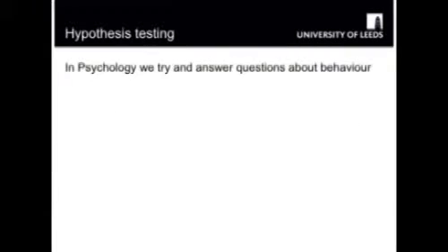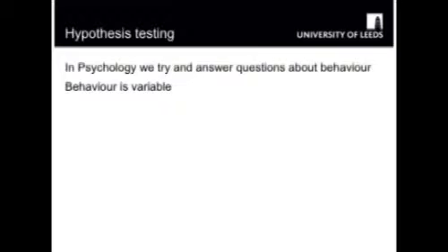In psychology, we're trying to answer questions about behaviour, and behaviour is variable. While we might want to know about cognitive processes underlying behaviour, we can't measure those cognitive processes directly. Therefore, we have to use behaviour and analysis of that behaviour in order to answer our questions about cognitive processes.